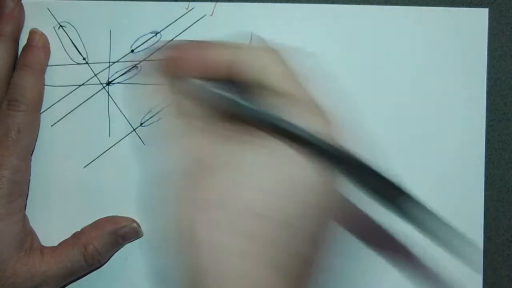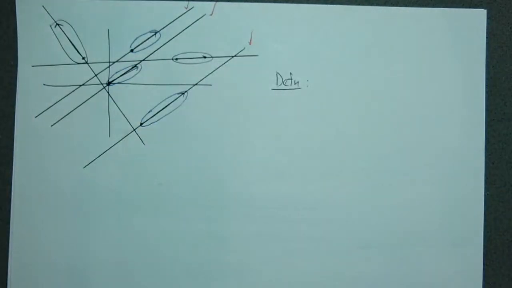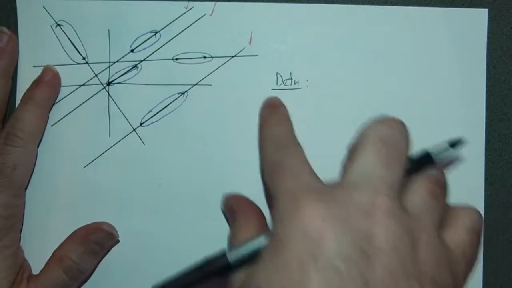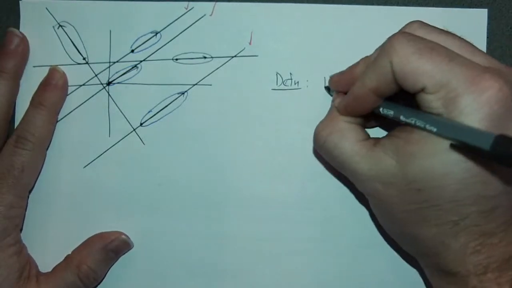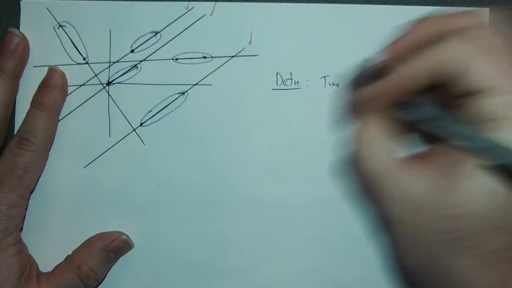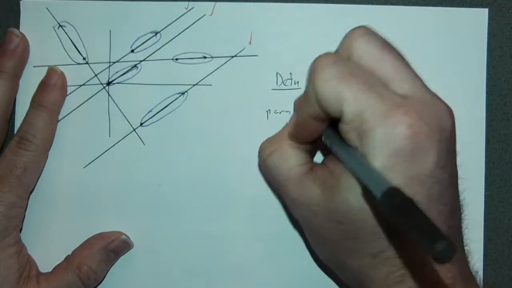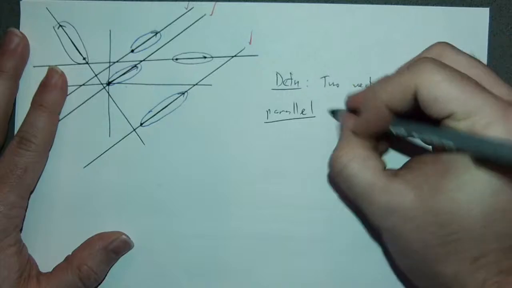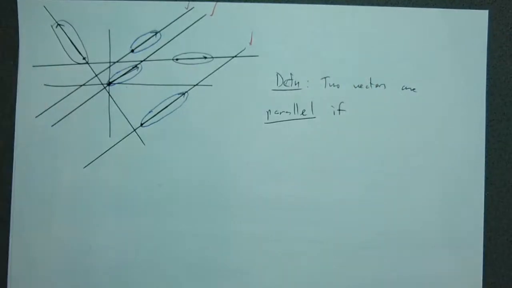Of course, I drew this in the plane so that you could see what's going on, but the same picture works in space. It's just trickier to draw. So the definition: two vectors are parallel if... so we say that they're parallel if what?